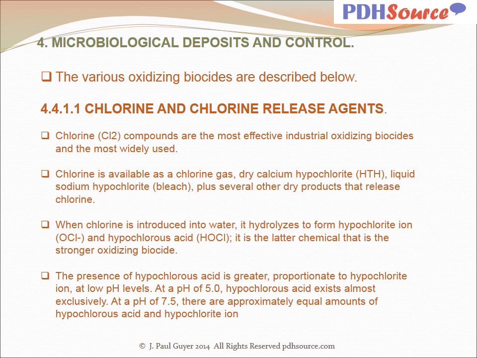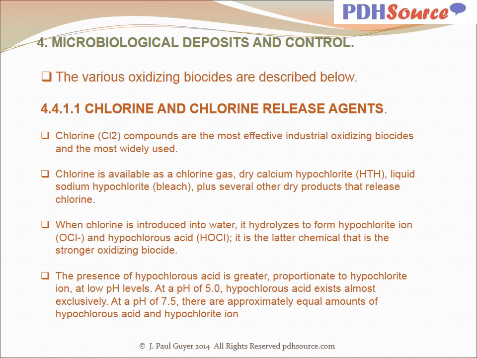The various oxidizing biocides are described below. Chlorine and chlorine release agents. Chlorine compounds are the most effective industrial oxidizing biocides and the most widely used. Chlorine is available as a chlorine gas, dry calcium hypochlorite, liquid sodium hypochlorite, plus several other dry products that release chlorine. When chlorine is introduced into water, it hydrolyzes to form hypochlorite ion and hypochlorous acid. It is the latter chemical that is the stronger oxidizing biocide.